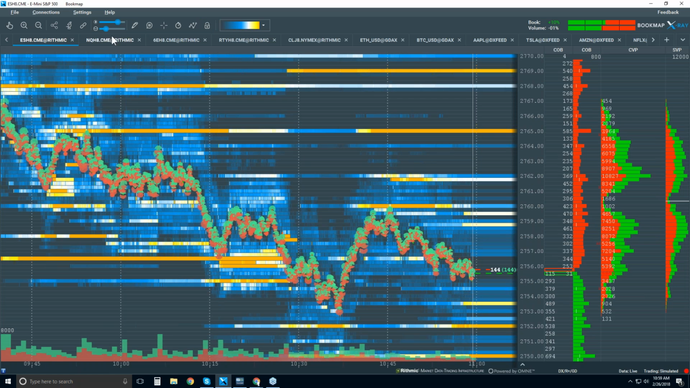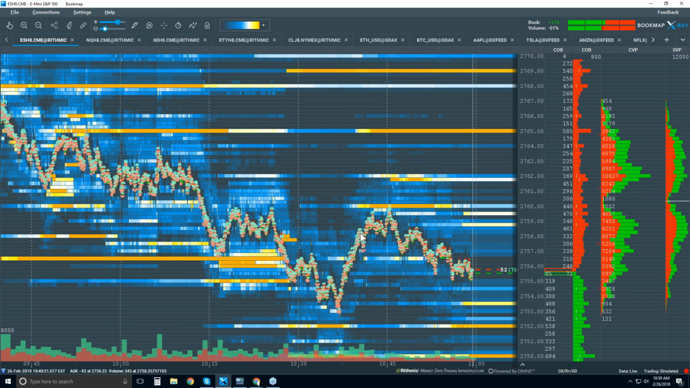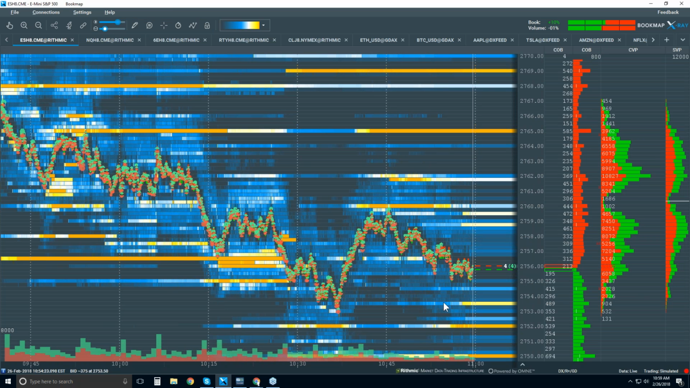We're understanding the aggressor and where they're willing to take the trade. And we're also starting to understand where larger players are willing to provide high liquidity. This gives us a really nice picture of the market.